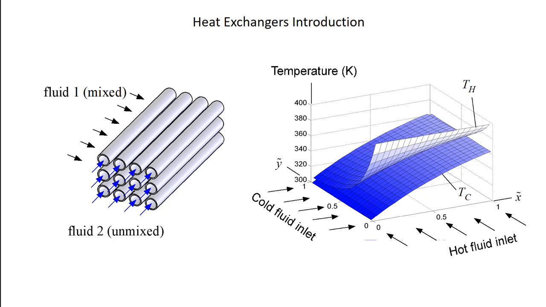So we can compare that to a situation where one of the sides is mixed, right? What we just looked at was the case where both fluids are unmixed. So here's unmixed, right? We can't mix this fluid with this fluid. Mixed means there are no geometric obstructions, so there's nothing stopping the fluid from one side from mixing with the fluid on the other side.